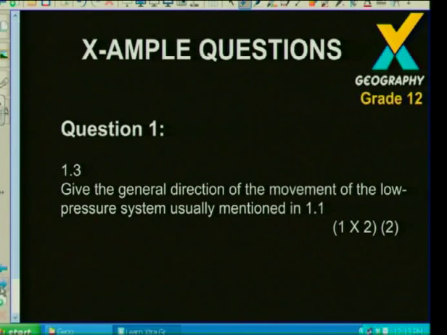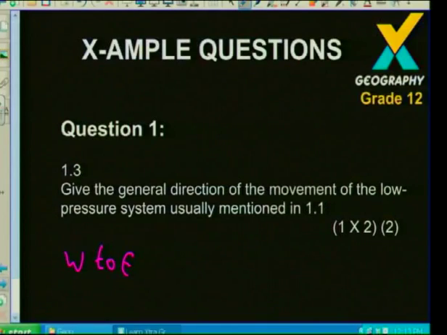Give the general direction of movement of the low pressure system. Usual movement mentioned in 1.1. We've already picked it up as we discussed earlier on. It moves from west to east. All right? Some people talk about southwest to northeast. It's still fine. You're actually being a bit more accurate than I am at the moment. But the general direction is west to east.